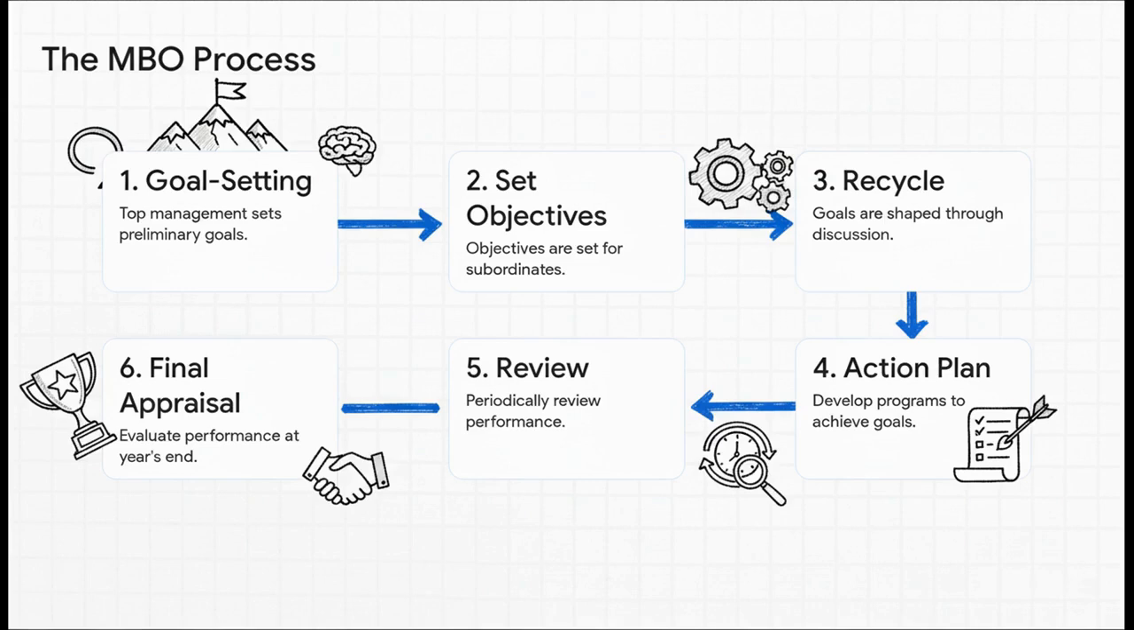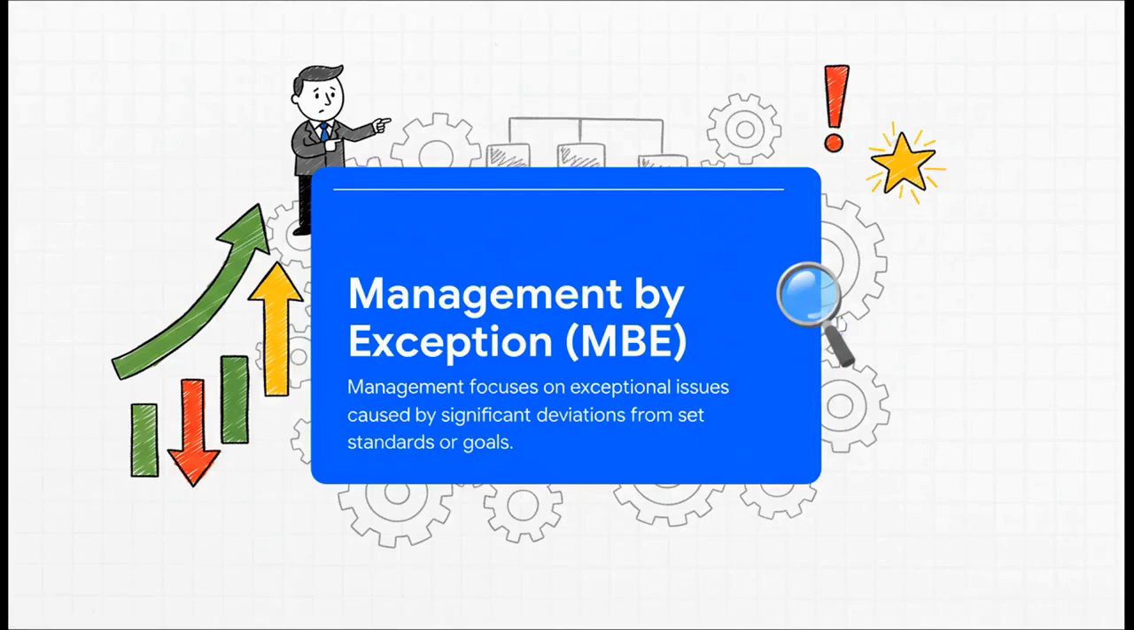Then comes the action plan. Crucially, they have regular check-ins to see how it's going. And at the end, a final review. You need to know these 6 steps in order. Now for the second technique, management by exception, or MBE.